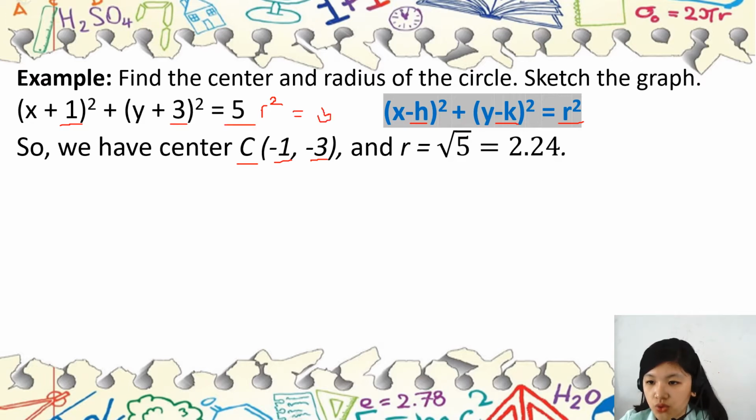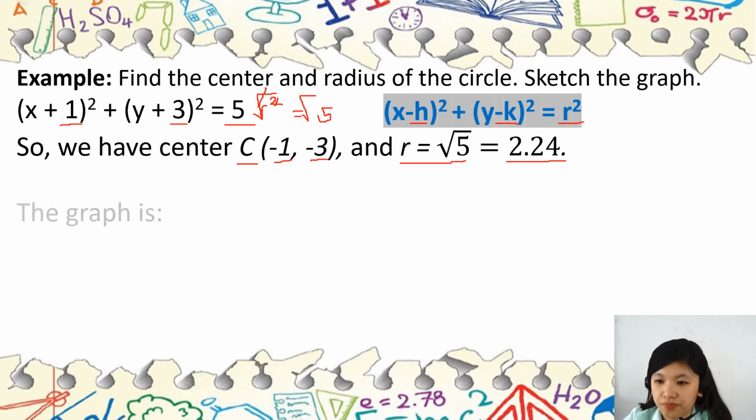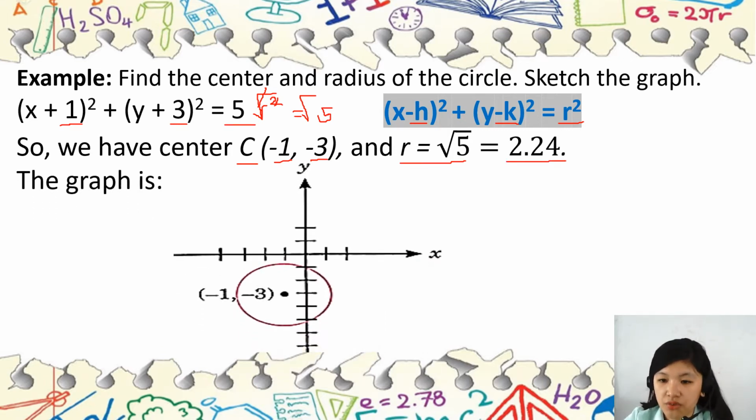So, we take the square root, so the exponent cancels and what remains is r equals square root of 5. The value of square root of 5 is 2.24. And now, the graph is like this.